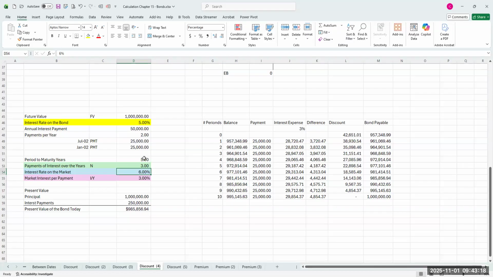At this point, if you have 3 payments remaining, what will be the discount remaining to amortize? Obviously, the discount is always going to be the difference between the face value of the bonds and the present value of the bonds. It's going to be 14,143,061.